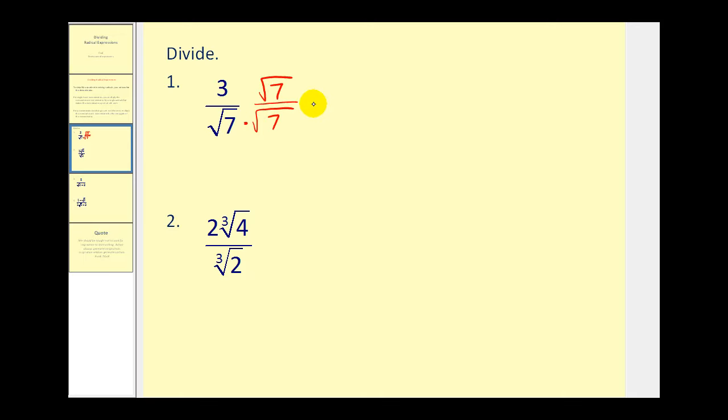Now when we multiply this, we will have 3 square root 7 divided by the square root of 7 times 7. Well, this is now a perfect square, so the square root of 7 squared will just give us 7. So this simplifies to 3 square root 7 over 7. Now be careful here, we cannot simplify these 7's. This one is underneath the radical and this one's not.